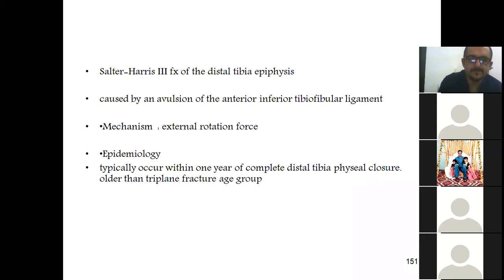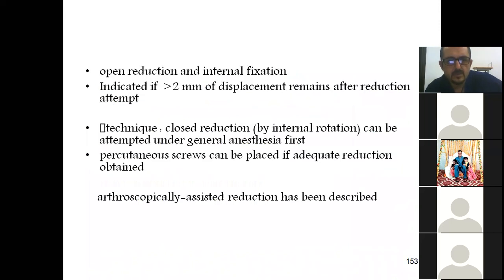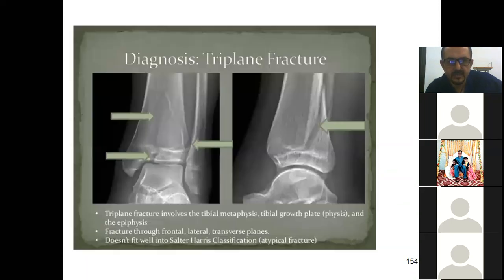There is no fracture of the posterior distal tibial metaphysis in the corner, and this distinguishes it from triplane. You can do open reduction and fixation if there is more than 2 mm displacement. Closed reduction you can do by internal rotation under general anesthesia, and percutaneous fixation can be done. Arthroscopic-assisted reduction has been described.